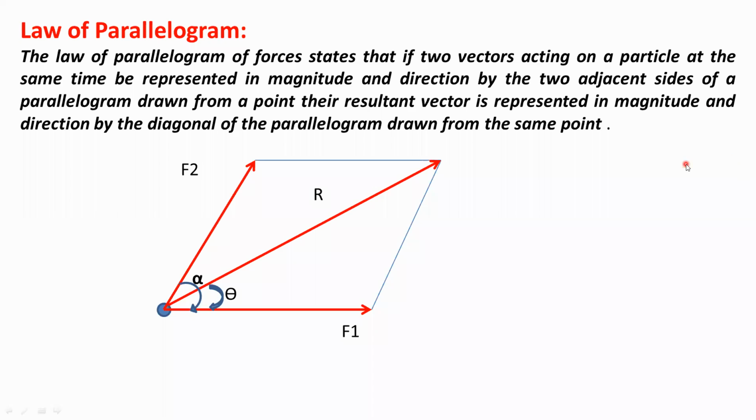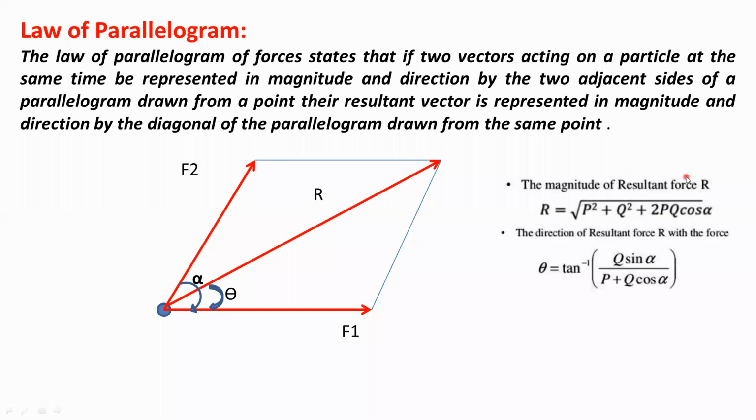So the resultant we can find out by using this formula. R is equal to square root of P square plus Q square plus 2PQ cos of alpha. Here P means this F1, so we can take this value as P, and F2 we can consider as Q.